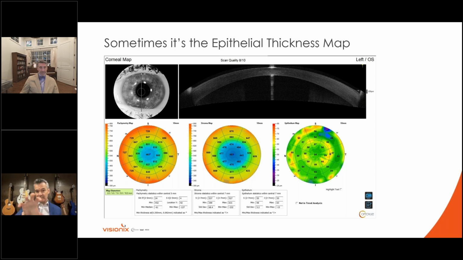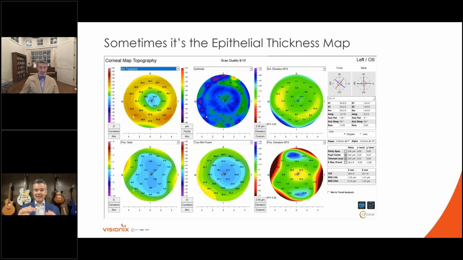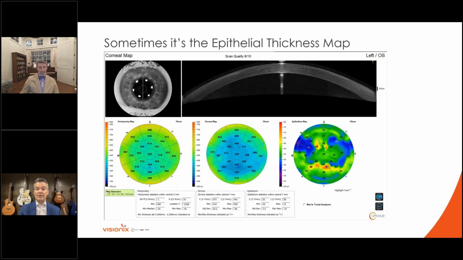Oftentimes it resides in this bottom right-hand scan, which is the epithelial thickness map. So again, you can see the variation that exists here with all the various colors. We expect that coloring to be much more consistent. And whenever you see a variation in that color pattern, that really gives you indication that something else is occurring. This is a post-LASIK patient where you can see the anterior tangential scan in the top left looks, relatively speaking, pretty normal. But it's the epithelial thickness map that really gives us indication of what's causing the reduced best corrected visual acuity.